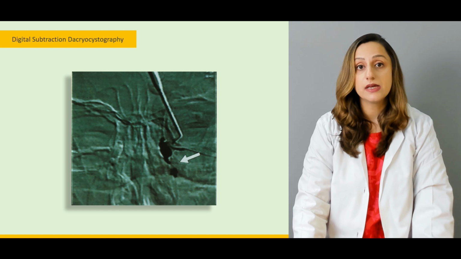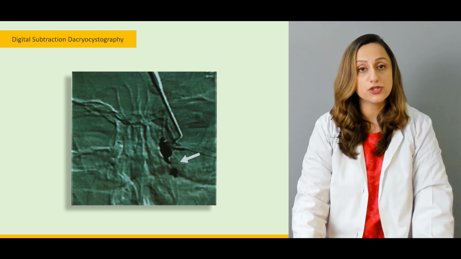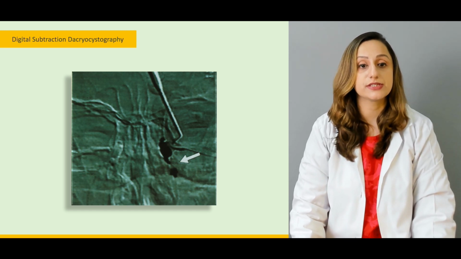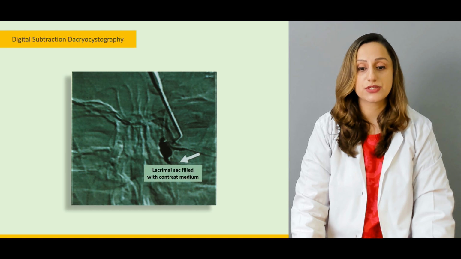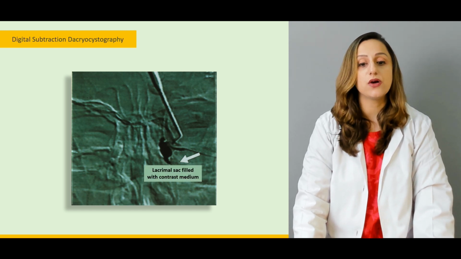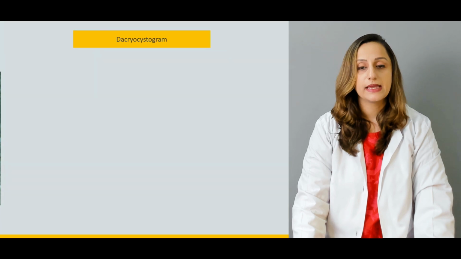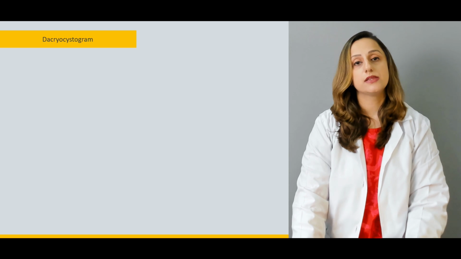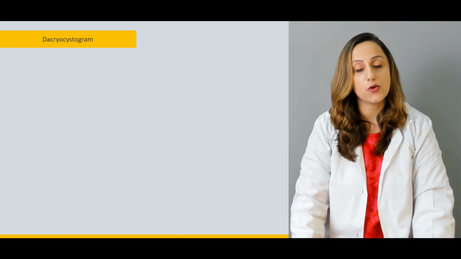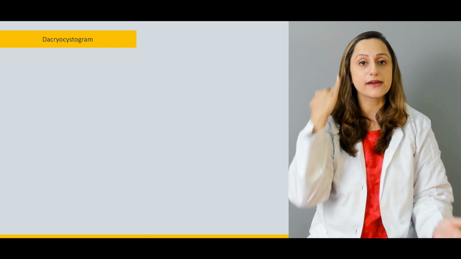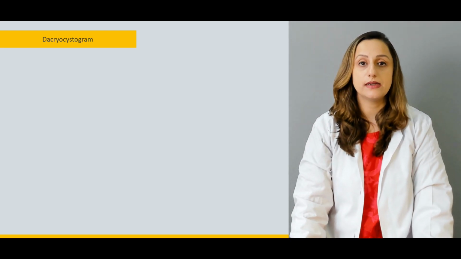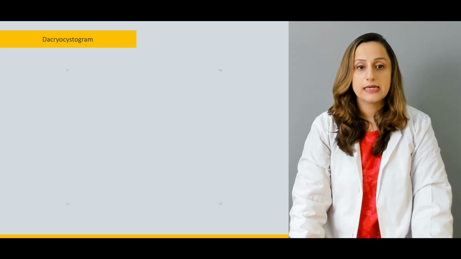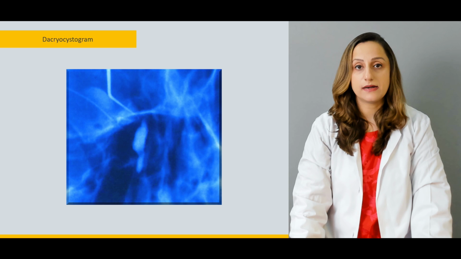And then we can even evaluate the exact location of the obstruction in the drainage system by this technique of digital subtraction dacryocystography. The lacrimal sac is filled with the contrast medium over here. The contrast medium is going to evaluate whether the obstruction is lying in the lacrimal sac, or if there is some sort of excessive lacrimation that is the reason for the outflow of the tear film in the conjunctival sac. The dacryocystograms are being evaluated.